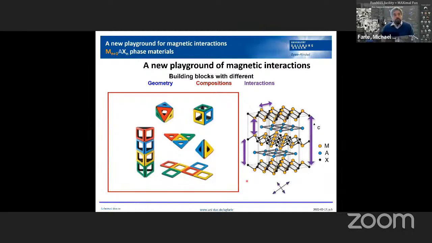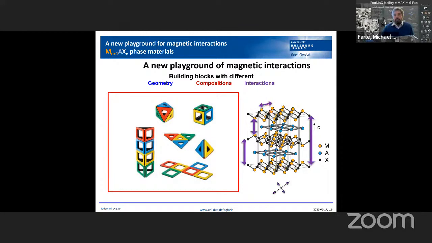Now, when we want to play, we need toys, in a way. And you see here as a cartoon what type of shapes and connections are available. And I see the MAX phases in a similar way. We have geometry, we have composition, and we have interactions to play with. And this is indicated here by these arrows.